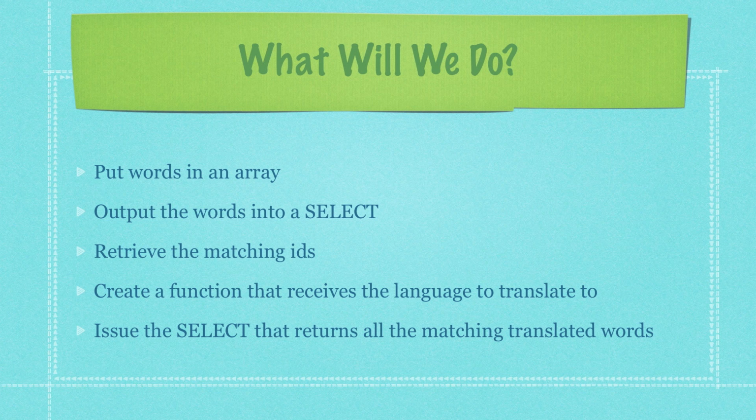Then we need to create a function also that receives the language that we want to translate to. So if we're going to be translating from English to another language, we're going to pass in a variable that says Russian or something, and then it's going to convert from English to Russian. And then inside of that same function, we're going to issue the select that's going to return all the matching translated words, and then we have to display them on the screen. So those 5 things are what we need to do with our code.